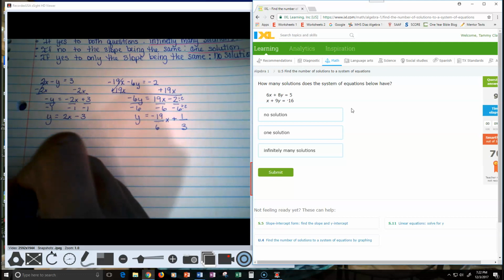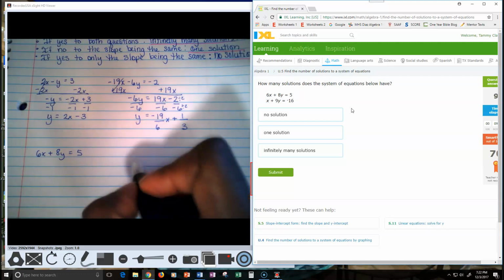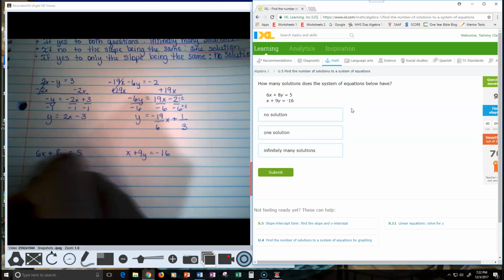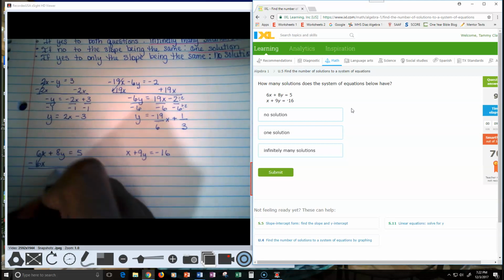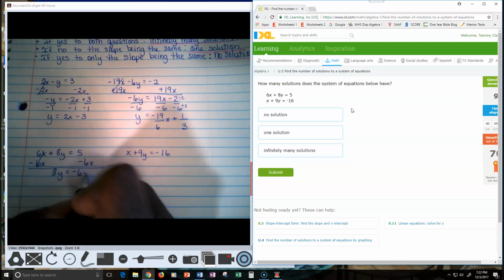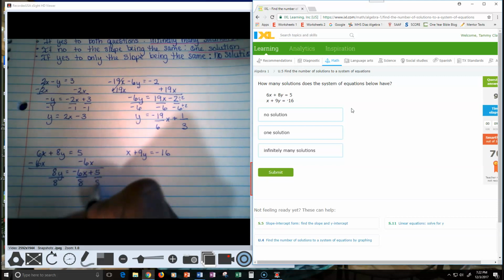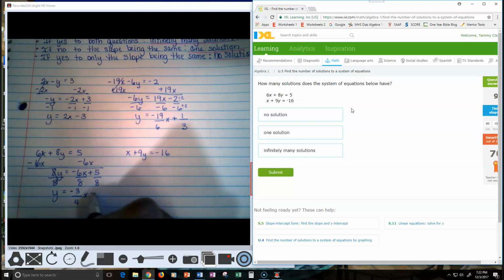So we have 6x plus 8y is equal to 5. On this one, we have x plus 9y is equal to negative 16. I want y alone, so I'm going to subtract 6x from both sides of the equation. And I have 8y is equal to negative 6x plus 5. Divide every term by 8. Simplify where necessary. So we have y is equal to, well, negative 6 over 8. That can be reduced by 2. So that would be negative 3/4 x, and then plus 5/8.